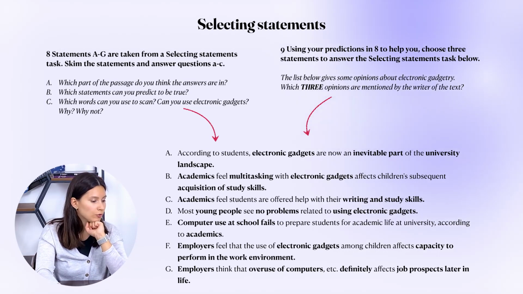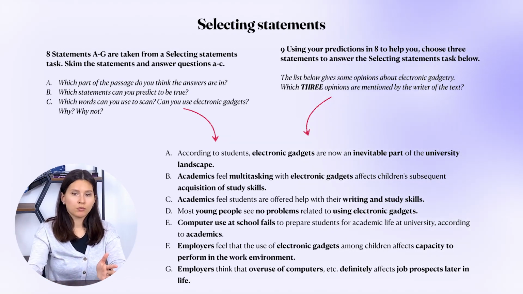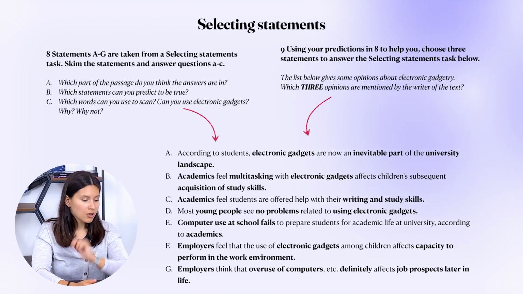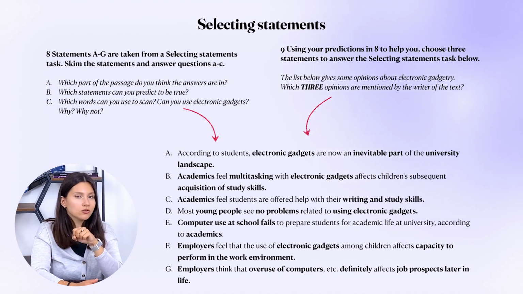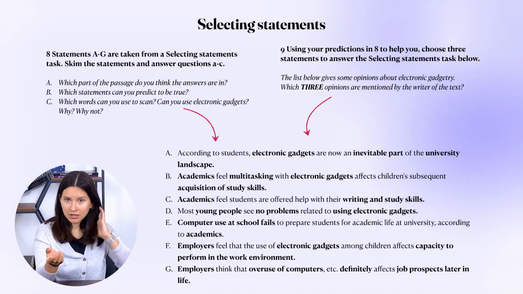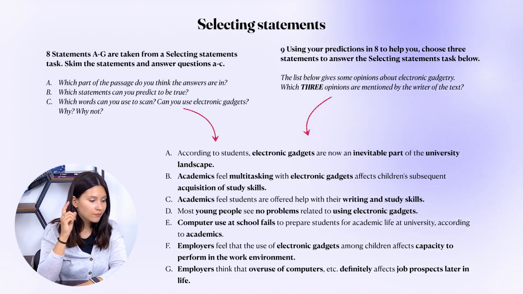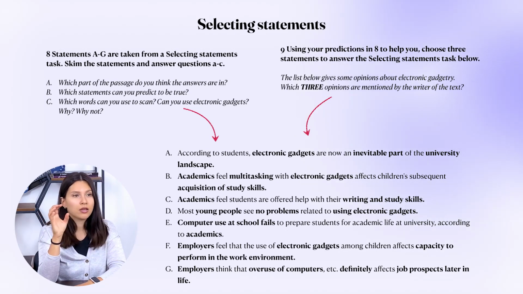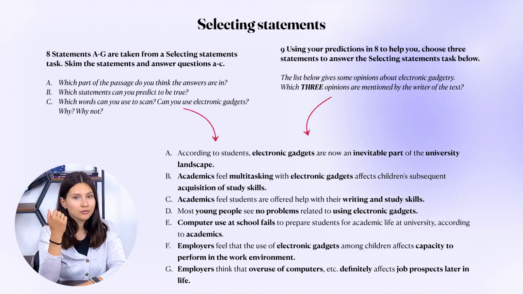The next question, which words can you use to scan? Can you use electronic gadgets? Why not? So let's do it one by one. First of all, which words you can scan for. Starting with the first sentence, probably you will use electronic gadgets, inevitable part in the university landscape. Next, academics, because you need to find the sentence or the paragraph in which academics state their opinion or provide their findings on specific topics. B and C: academics, multitasking, electronic gadgets again, acquisition of study skills, so something about acquiring knowledge. Acquire means to get.